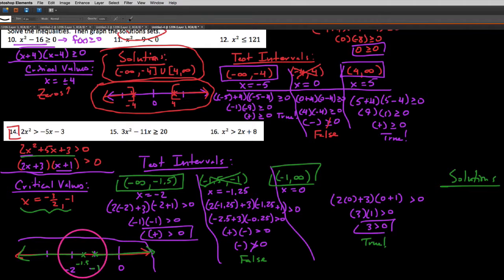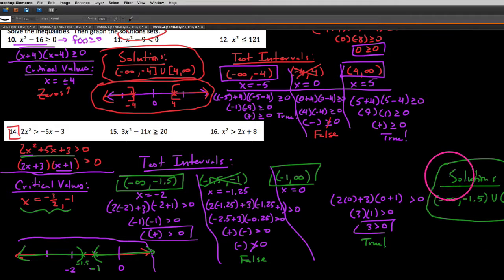But what we find out is that I can't include negative 1.5. And so when we graph our solution set here, we're going to say I use parentheses on these two sides. And also when we list our solution intervals here, we're going to say negative infinity to negative 1.5, but don't include negative 1.5, and this is in union with negative 1 to infinity. So here is our solution set, and this is our graph right here.